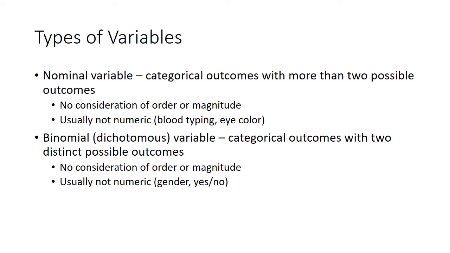Now, if you were to have, say, a nominal variable that only had 2 outcomes, so say male and female, yes or no, that would be considered binomial or dichotomous. Basically, there's only 2 outcomes. Anything more than that would not be binomial at that point.